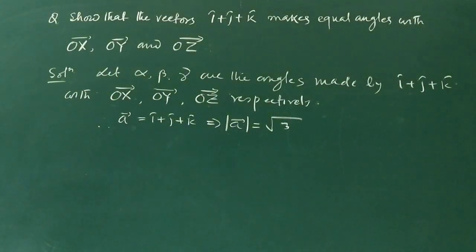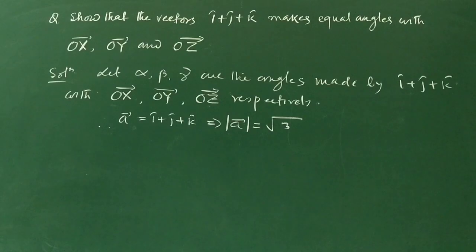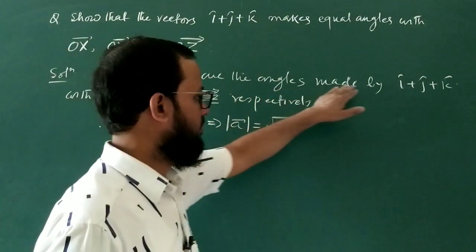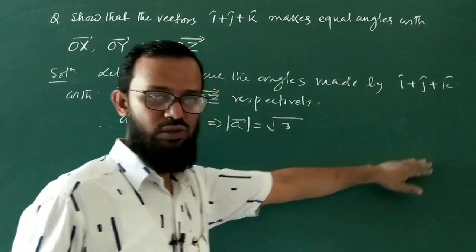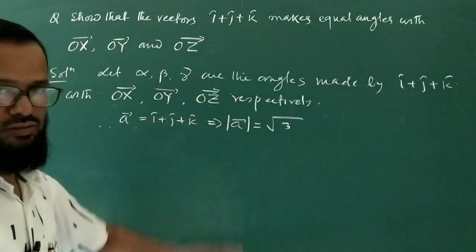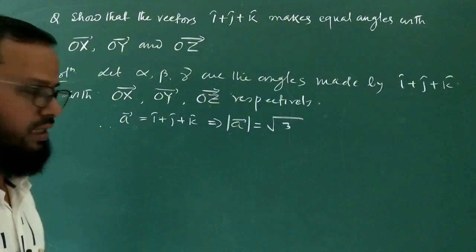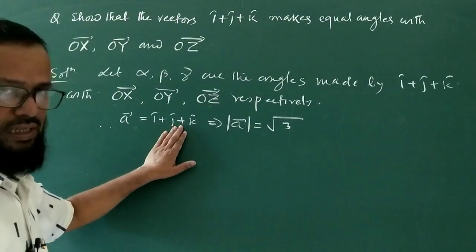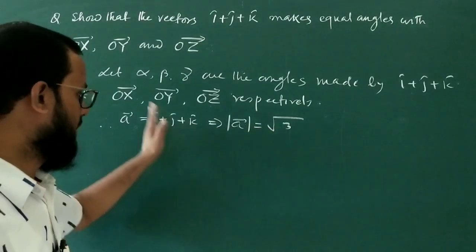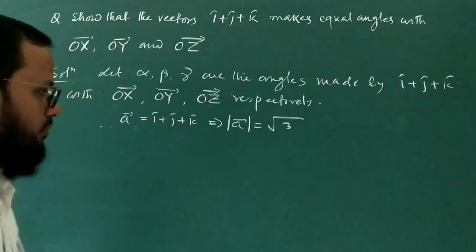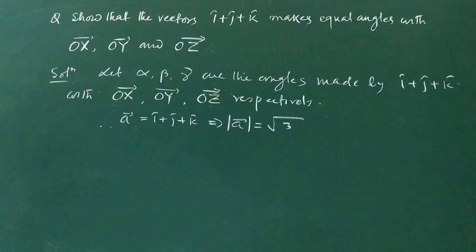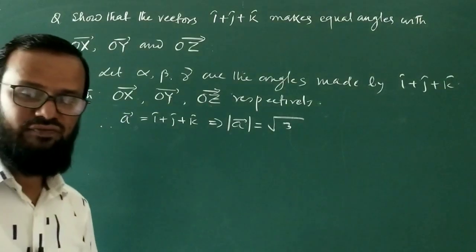So our main job is to find the angles made by the vector with Ox, Oy and Oz, and we are going to prove that these are all equal. Okay. Alpha, beta and gamma are the angles made by i cap plus j cap plus k cap with Ox, Oy and Oz. We suppose that. Now our job is to prove that alpha equal to beta equal to what, gamma. Let us suppose that the vector is a vector. What is the magnitude? If you take magnitude you will get root 3. Simple.